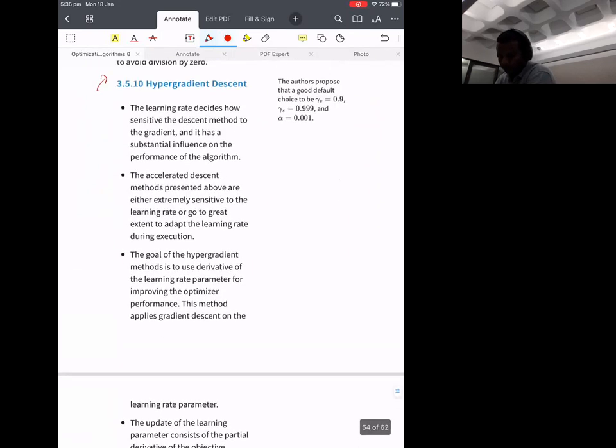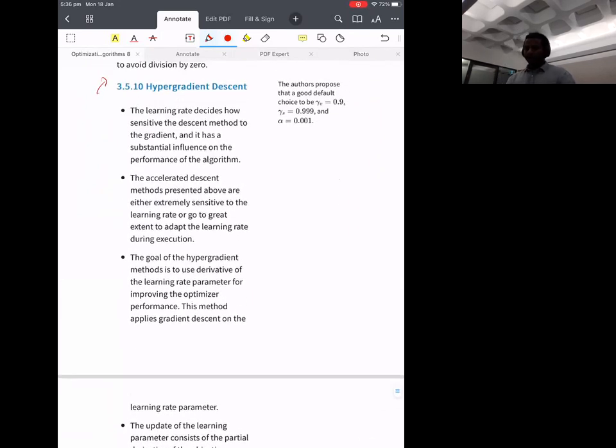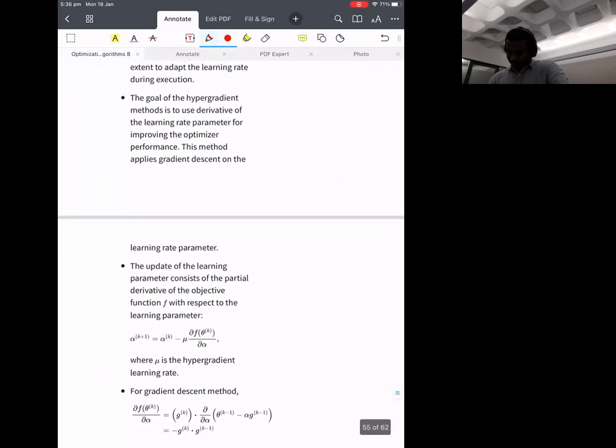What this method does is that it applies gradient descent on the learning rate itself. How does it do this? Here, we are not treating each parameter differently with respect to learning rate. We again assume that we have the same alpha for all components in the direction. This is the general update we have.